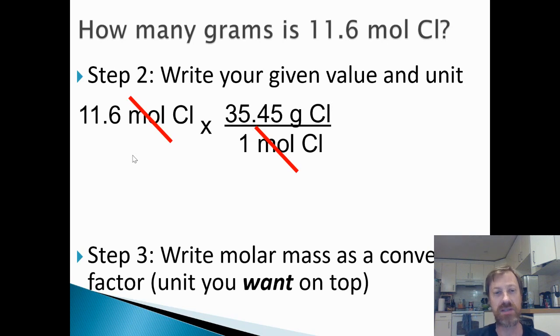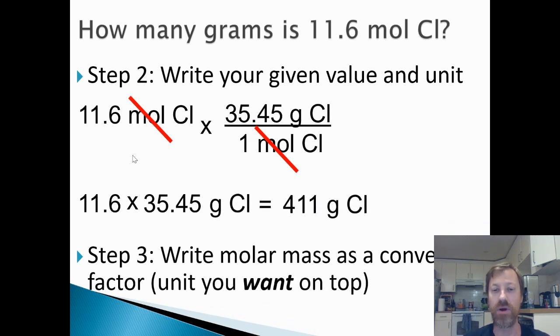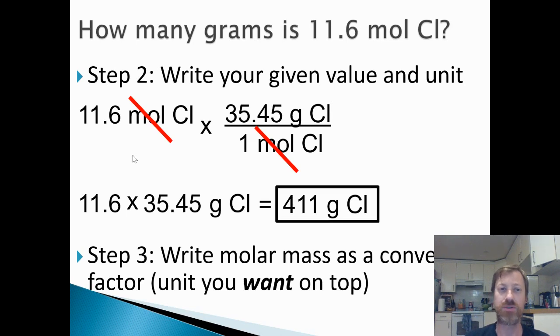So let's see what we're going to actually type into our calculator. We're going to do 11.6 times 35.45. And notice the unit that did not get canceled out is grams, so let's leave that there. When you do your math, you're going to get 411 grams of chlorine. So how many grams is 11.6 moles of chlorine? It's 411 grams.